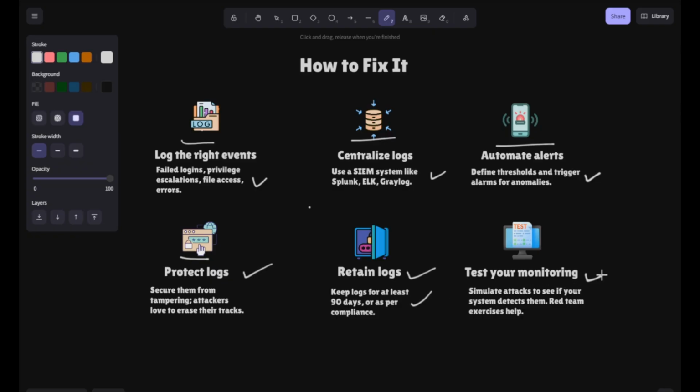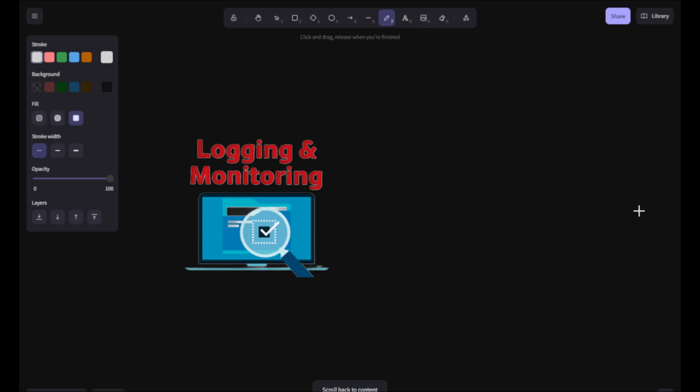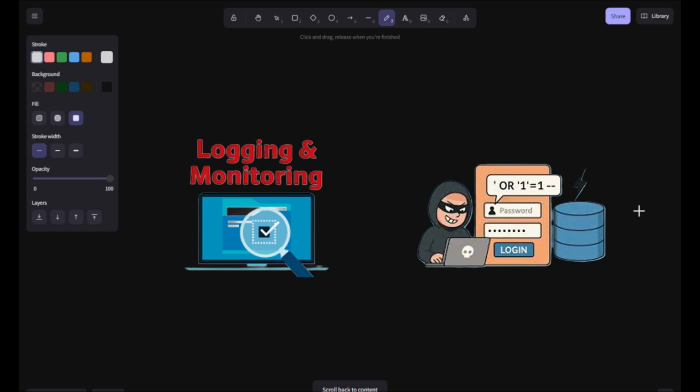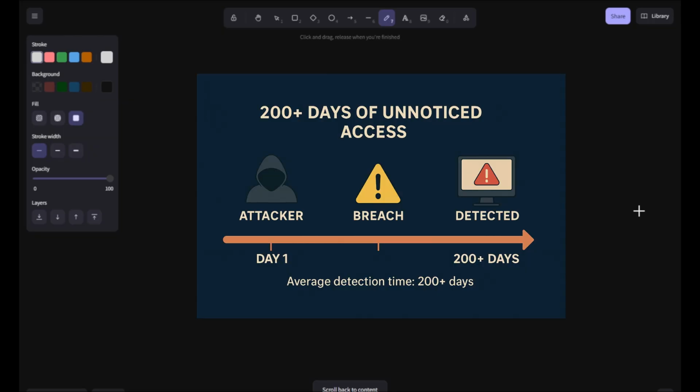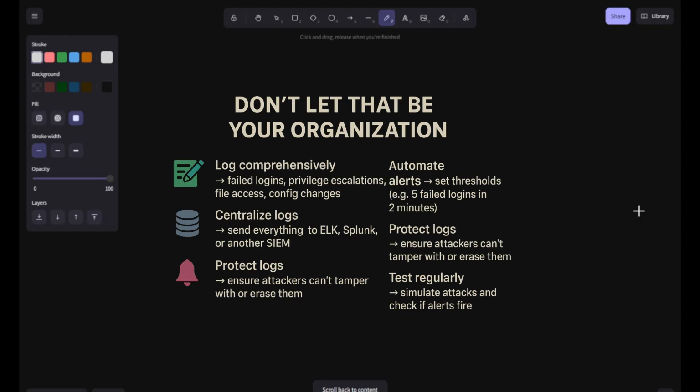6. Test your monitoring. Simulate attacks to see if your system detects them. Red team exercises help. These aren't just best practices, they're essential to detect intrusions before they become massive breaches. Security logging and monitoring failures may not get the spotlight like SQL injection, but they're the reason attackers succeed silently. The average detection time for a breach is over 200 days, nearly 7 months of unnoticed activity. Don't let that be your organization. Implement robust logging, monitor actively, and test regularly. Remember, you can't protect what you can't see.